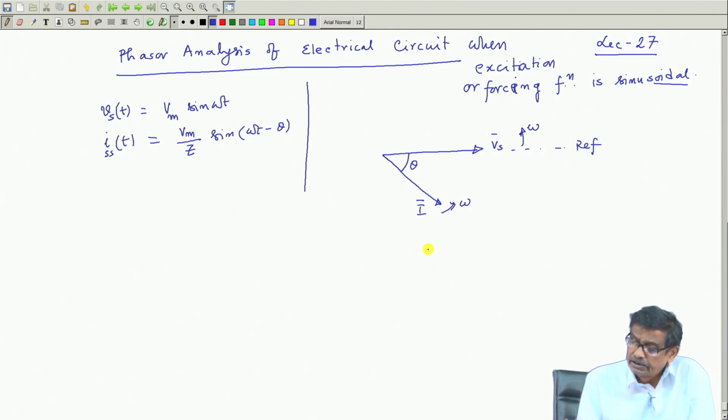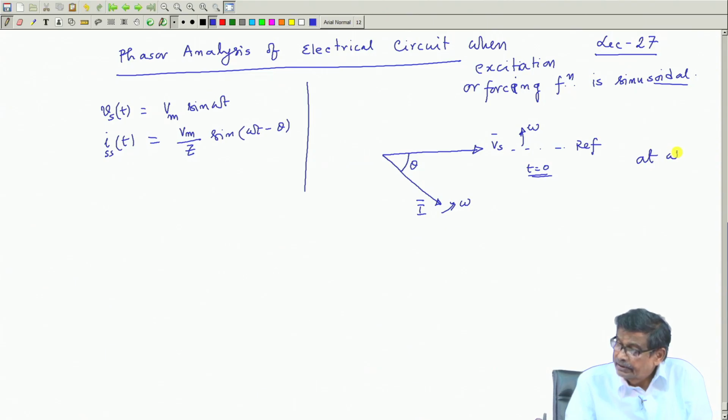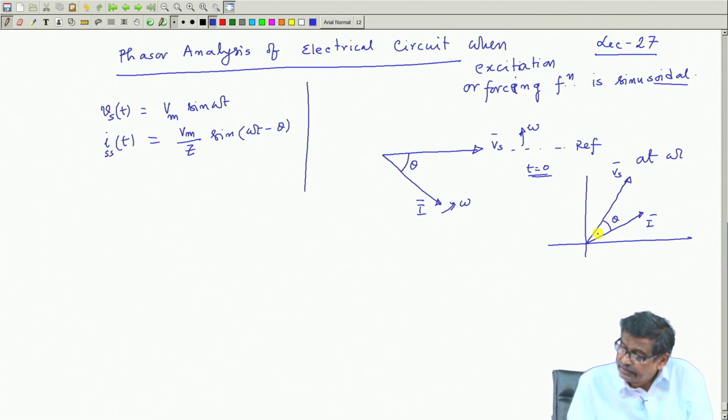At any arbitrary position, if they move, this is at t equal to 0 where I have drawn the position of the phasors, but the relative position of the phasors is independent of time. At omega t the situation will be like this. The position of the voltage phasor Vs will advance, and your current will come here, but the angle between them is theta, and this is omega t, is it not?